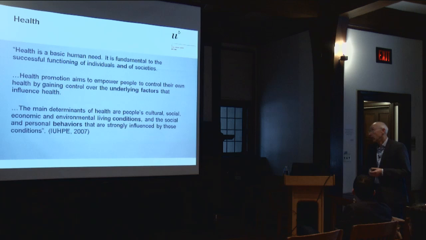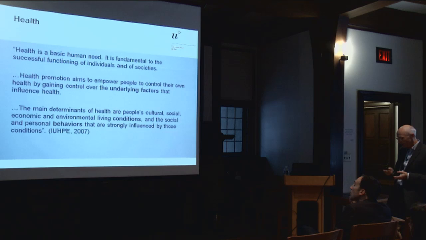So I found this IUHPE definition, which I think is quite informative. It says that health is a fundamental requirement for functioning of individuals and societies. It is about the underlying factors that influence health. And it is about the living conditions and the behaviors. I like this definition. I think it's very useful in the social sciences. It will never be adopted in the medical sciences or in epidemiology. But it really helps us to make health a social topic for research.